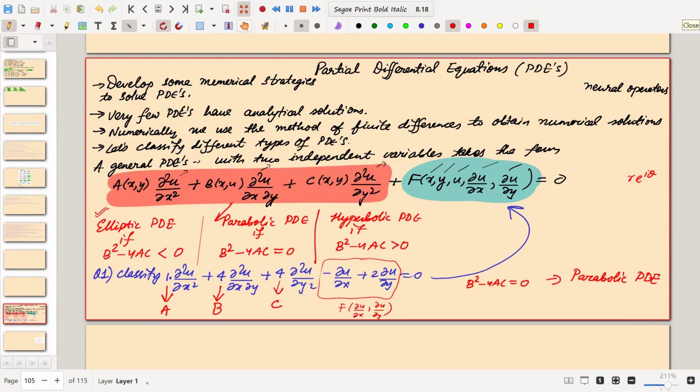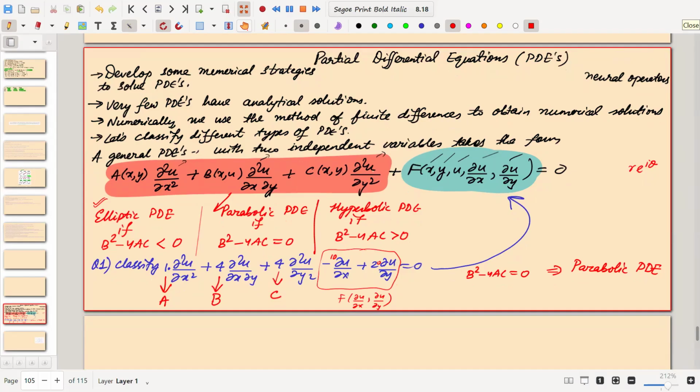Finish. That's it. So now you know that the classification of PDEs depends on the double partial derivative with respect to x and y, and the mixed second order partial derivative. Other terms don't affect the classification of PDEs. Even if you put 10, 20, it will still be a parabolic PDE. It doesn't take that into effect. I hope that is clear.